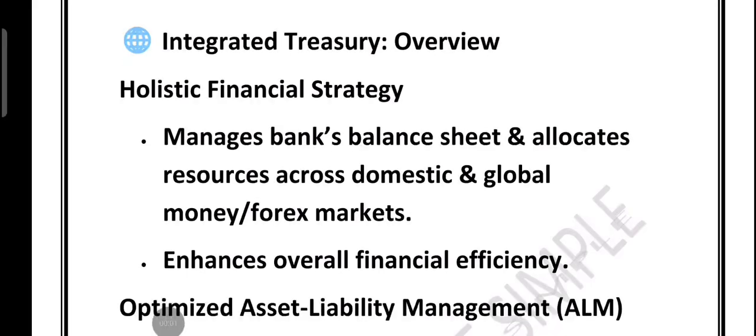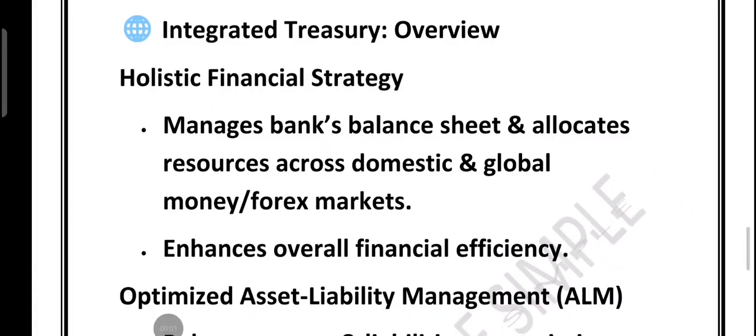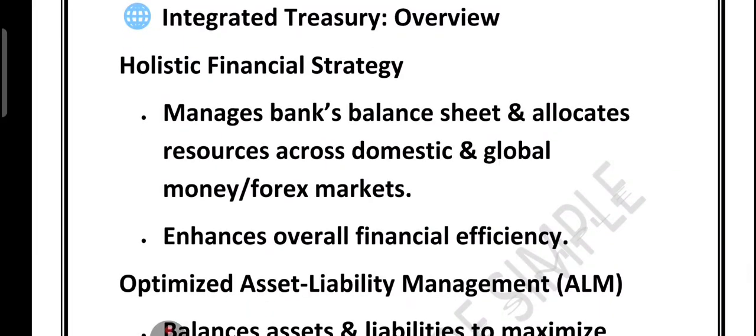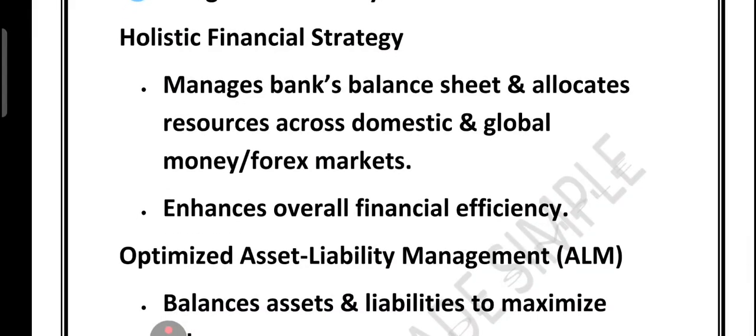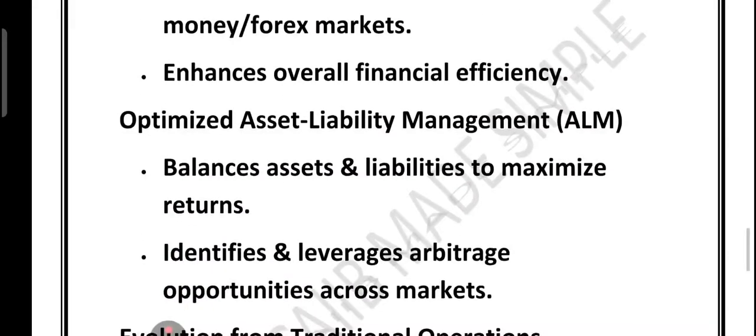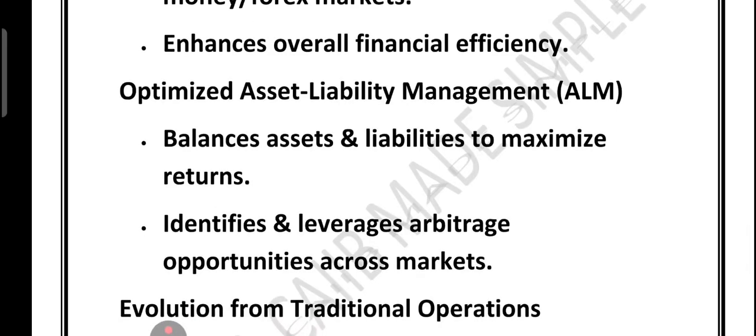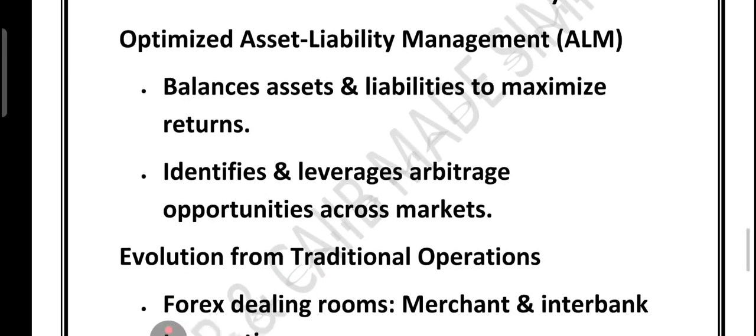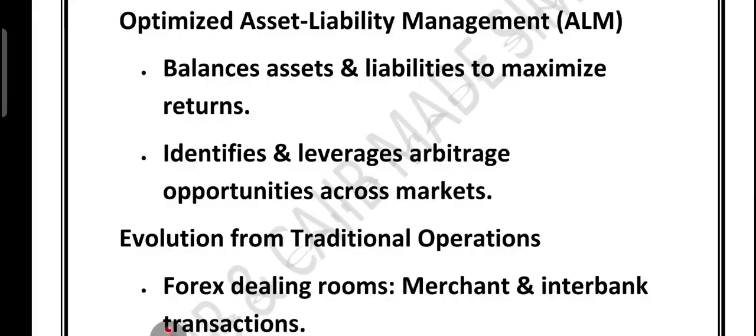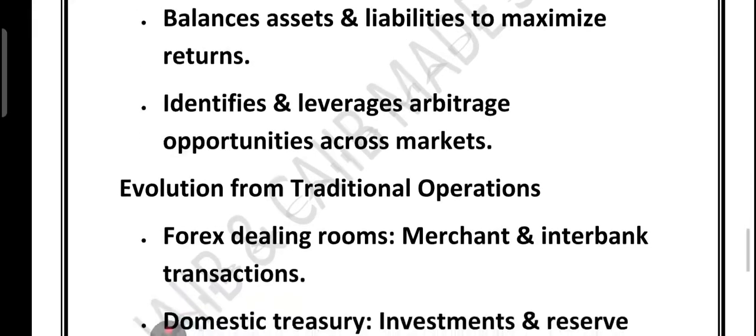Integrated treasury includes holistic financial strategy, which means managing the bank balance sheet, allocating resource across domestic and international money market. So our aim is to enhance the overall financial efficiency. Optimize asset balancing, asset liability management. It balances our asset and liability. Why? To maximize the return. So there is something called arbitrage opportunity. We identify those arbitrage opportunities to improve the profit.